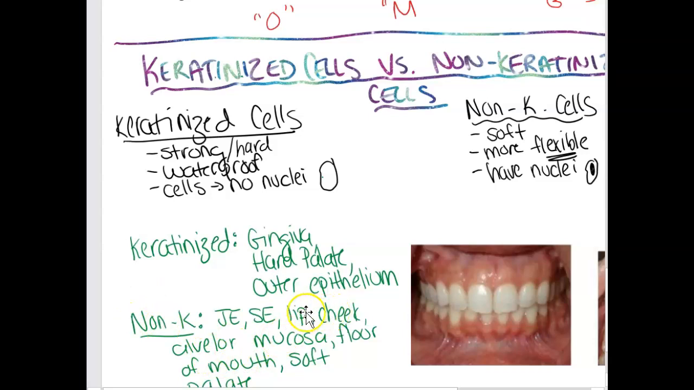Alveolar mucosa, your lips, your cheek, your buccal mucosa. So your buccal mucosa is your inner cheek. You can flex it, right? Because you can play with your cheek. You can pull out your cheek. You can play with it. It's flexible. Your cheek is flexible. That's why it's non-keratinized. Soft means non-keratinized.